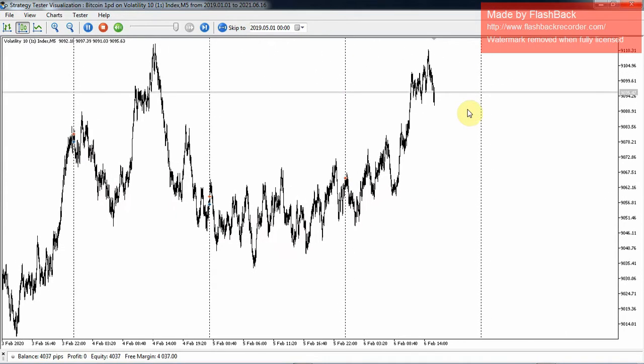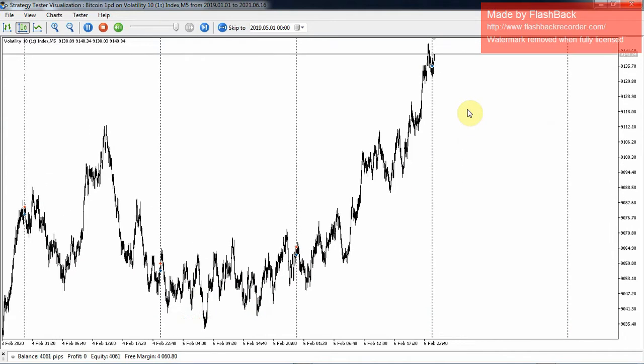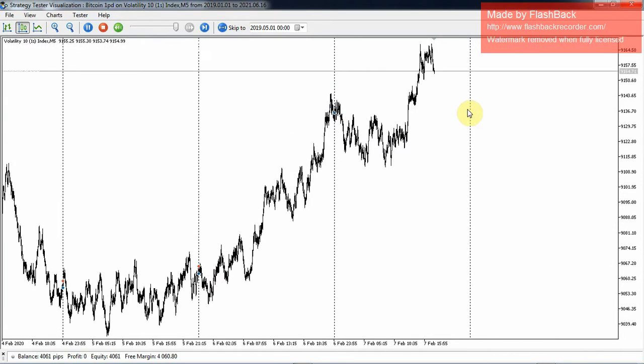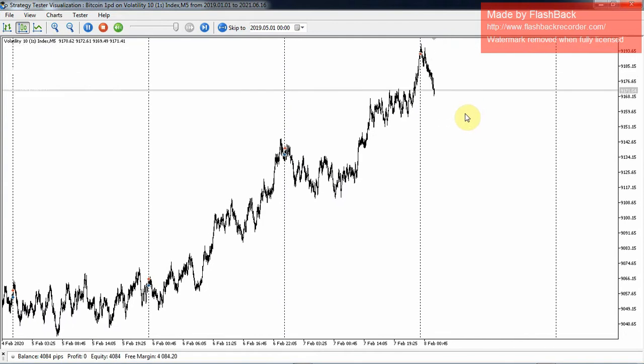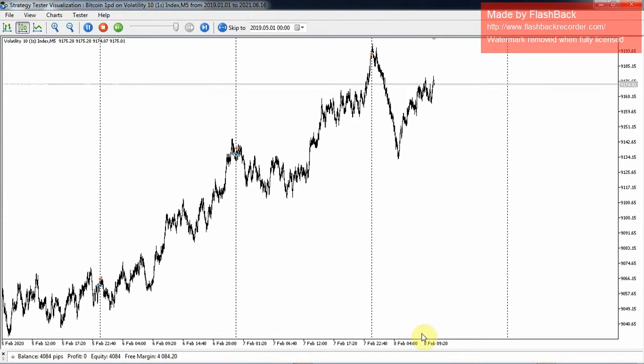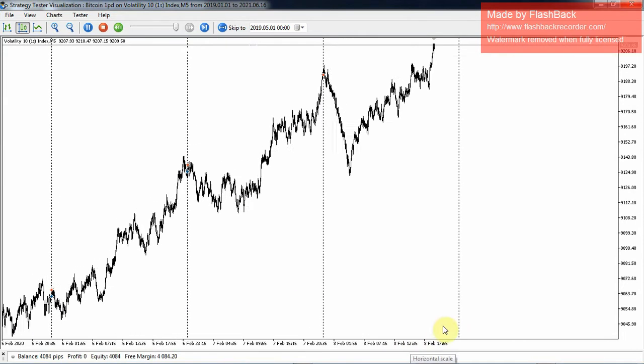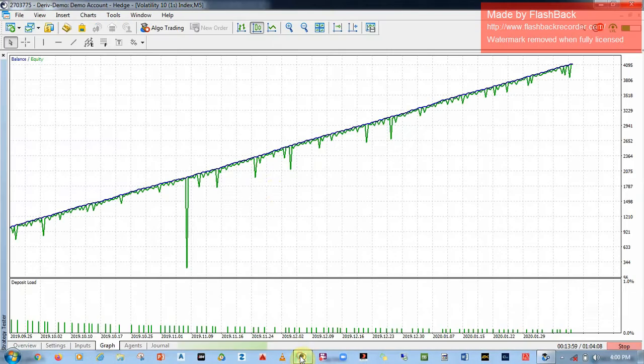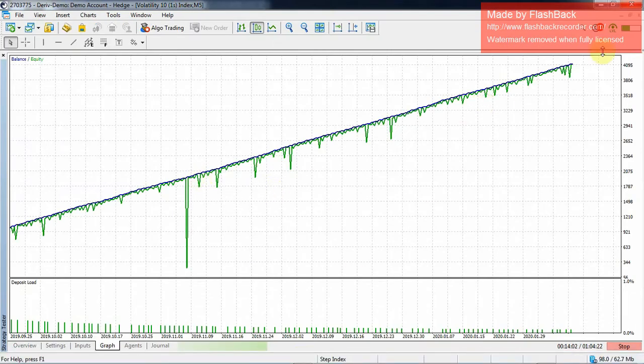So we are now in February 2020. Let's see the progress. That's the balance line. We are up 4K from 1K, from $1,000. We are up 4K, and this is with a fixed lot size.